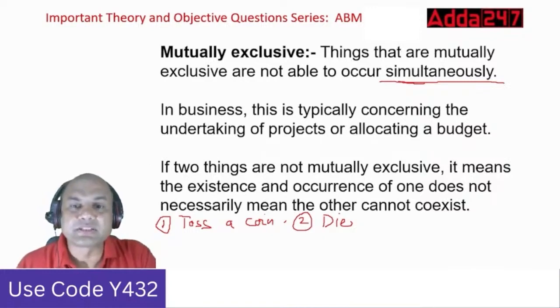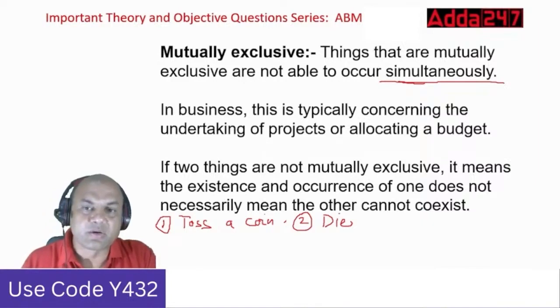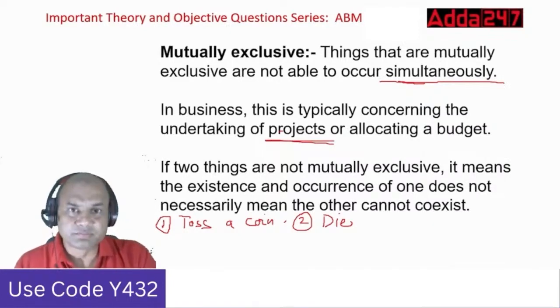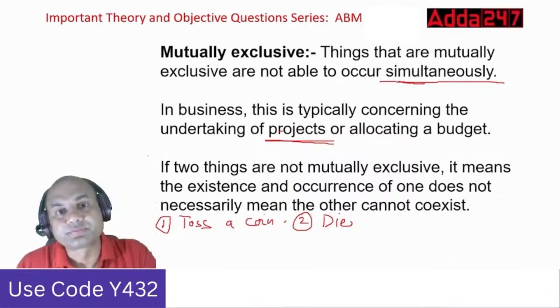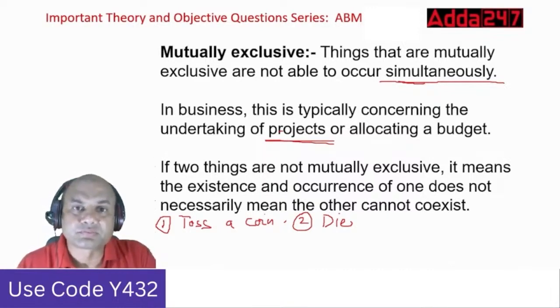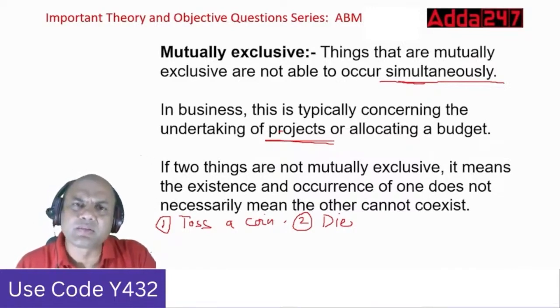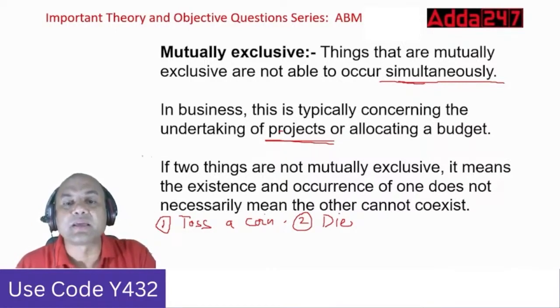Okay. In business, this is typically concerning the undertaking of projects, or allocating a budget. Means what? Undertaking a project means what? Suppose I undertake a project, either it will succeed or it will fail. It will never be in between. Suppose it gets delayed, then also it's a sort of failure only. I'm not able to do it on time. So undertaking a project gives you mutually exclusive events. Either it will succeed or it will fail.